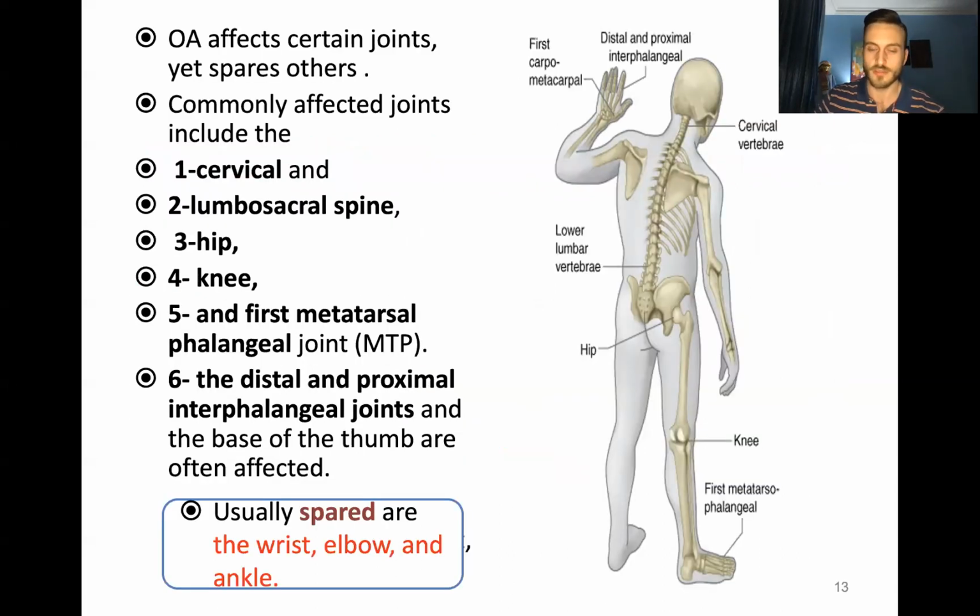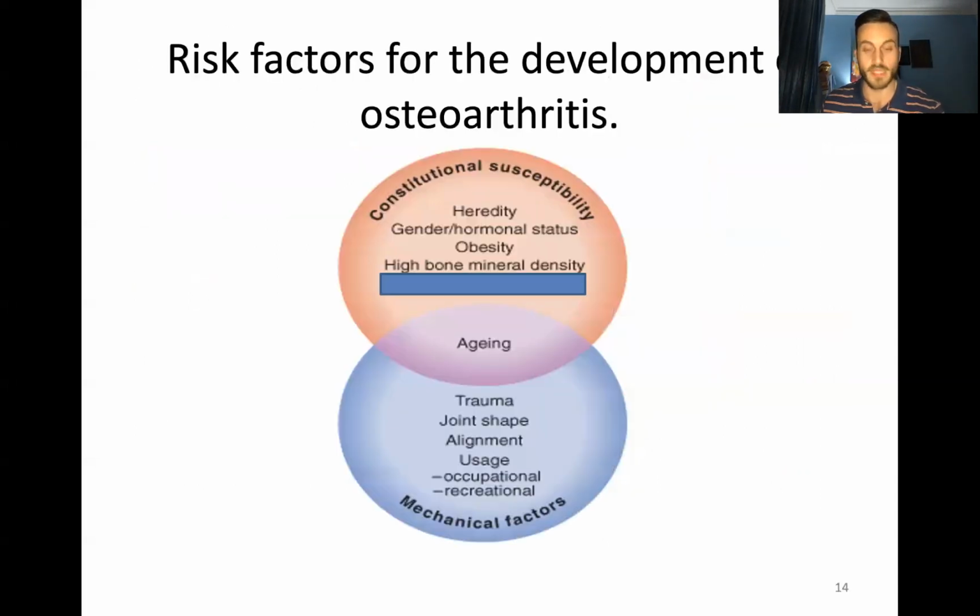What are the joints? Synovial joints usually, the commonest. We have it in the cervical, lumbosacral, hip, knee, metatarsophalangeal joints, and distal and proximal interphalangeal joints. Risk factors. For the risk factors, we have the hereditary and we have the acquired. So hereditary, it's genetic, family history, high bone mineral density, and so on, and aging.